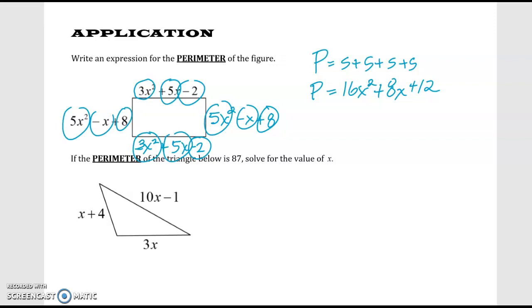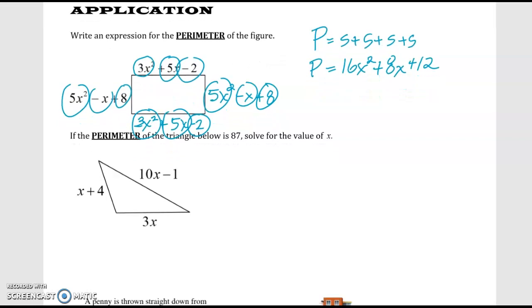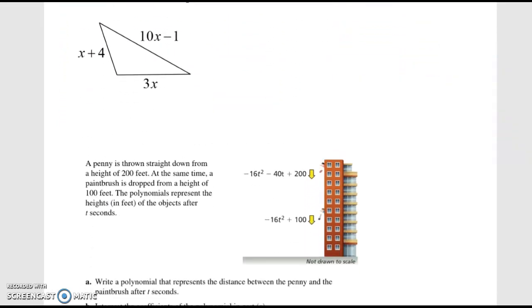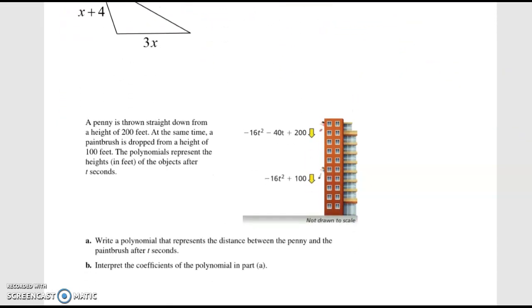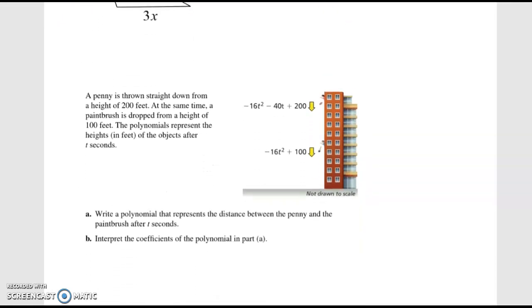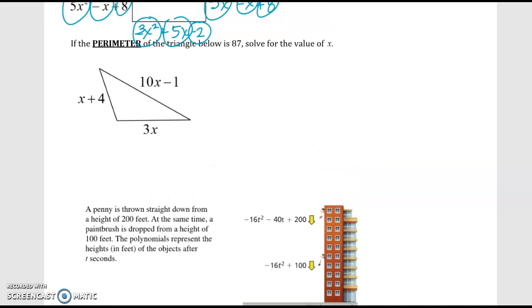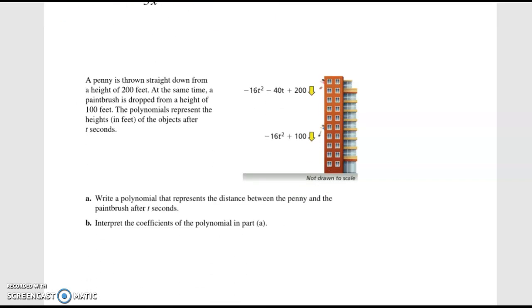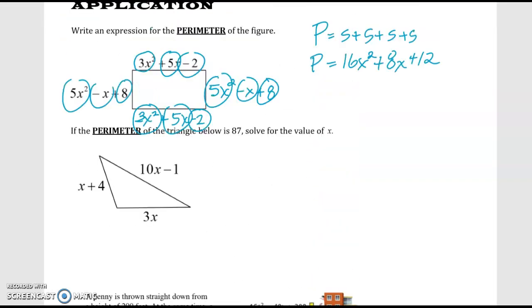Okay, so this time the next one's a little bit different. I actually think I'm going to save these next two problems for class tomorrow, so you don't need to do these two problems. Just save the next two application problems and we'll talk through those in class tomorrow.